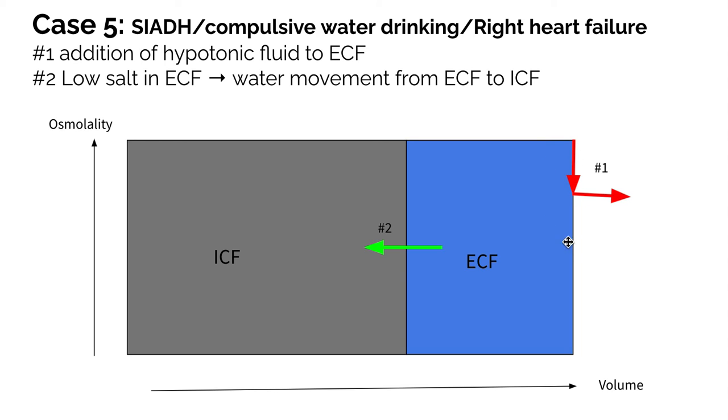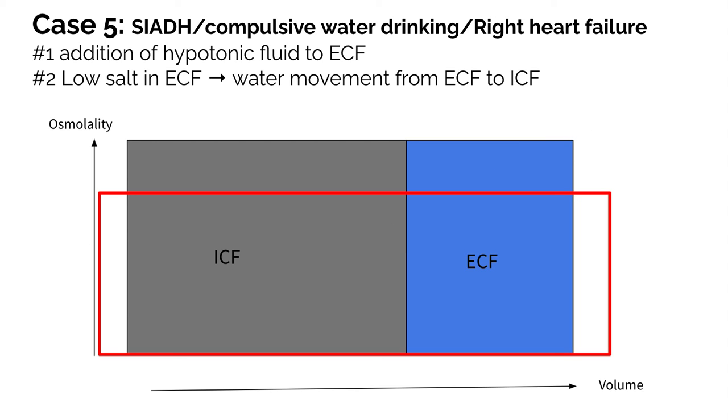So this is how you're moving on your ECF. In terms of your ICF, how's the water going to move? Now, there's lower salt here, there's higher salt on the ICF side. So this time it's going to switch. Water will move from low salt, ECF, to a higher salt, ICF. Okay? So this is what your new Darrow-Yannet diagram is going to look like.